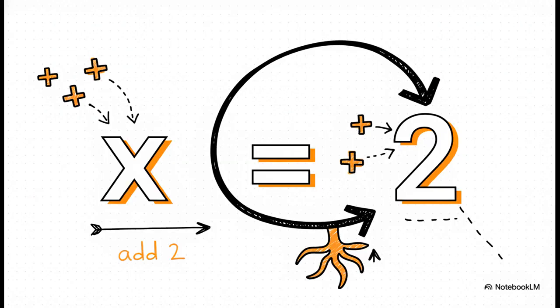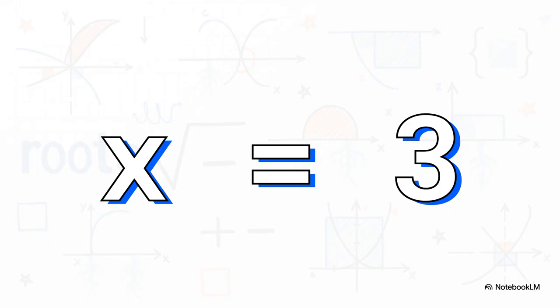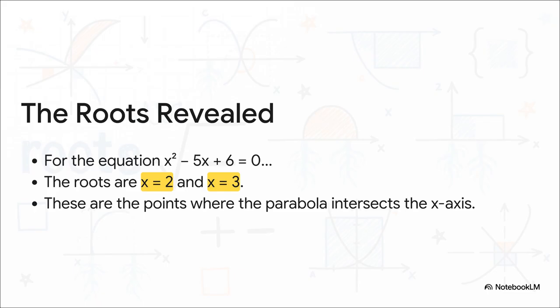So for possibility A, if x minus 2 equals 0, we just add 2 to both sides, and bam, we get our first root, x equals 2. And for possibility B, if x minus 3 equals 0, you guessed it, we add 3 to both sides, and there it is, our second root, x equals 3. And just like that, we've got them. For the equation x squared minus 5x plus 6 equals 0, the roots are x equals 2 and x equals 3. And remember, these aren't just some random numbers. If you were to actually graph this equation, you would see that beautiful parabola dip down and cross the x-axis at exactly those two spots.